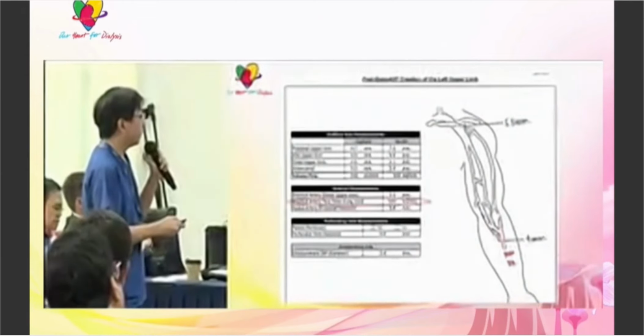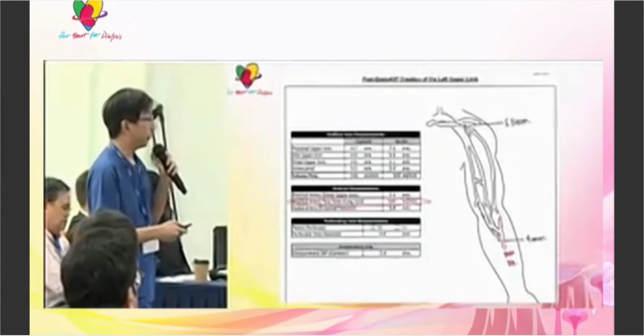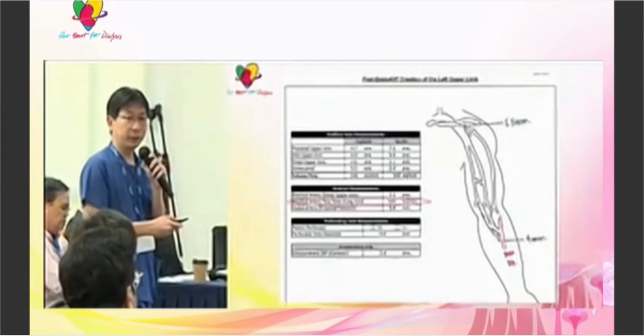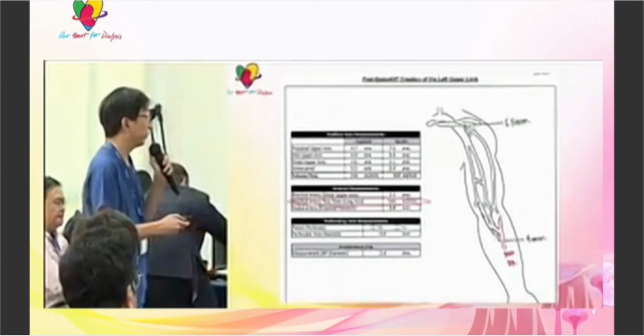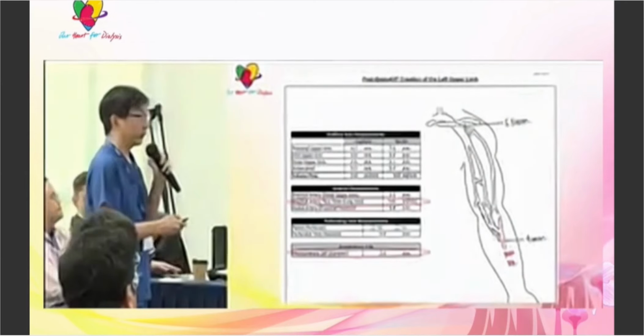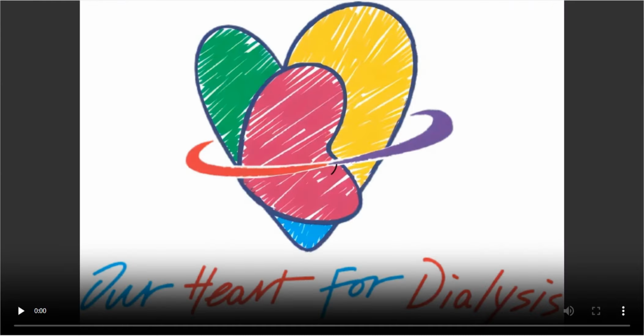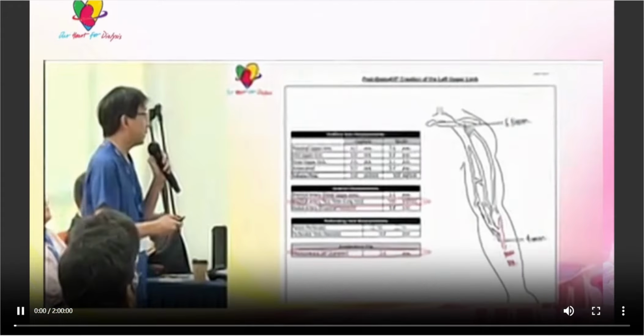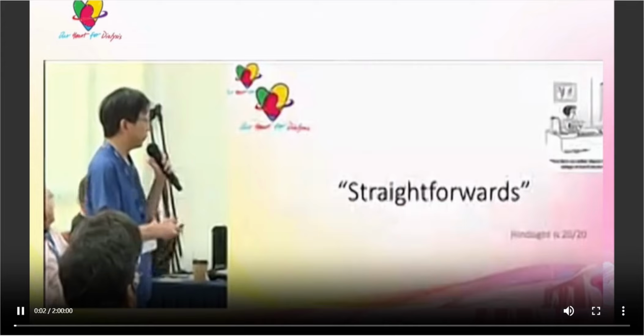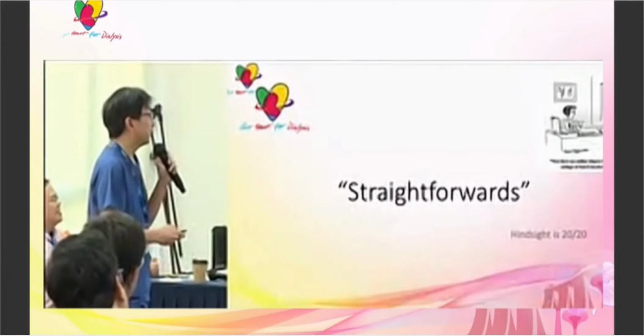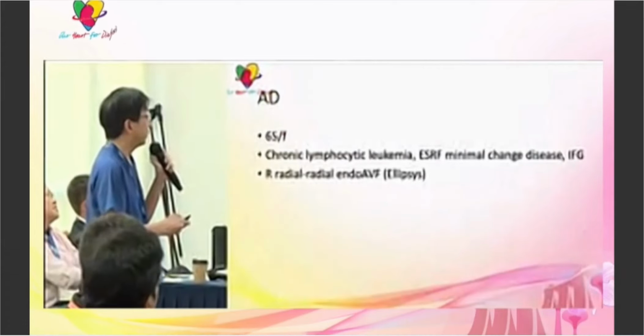So the thing to look for is the brachial artery flow. If it's less than 300, then probably there's a prompt for intervention, even if it's 1 week. That's what the proctor told me. And then, of course, you want to know your anastomosis and your perforator sizes. I'm going to talk about the straightforward cases.